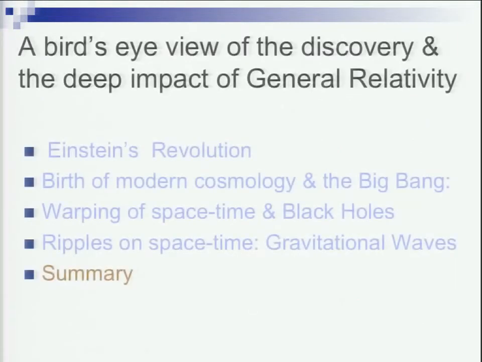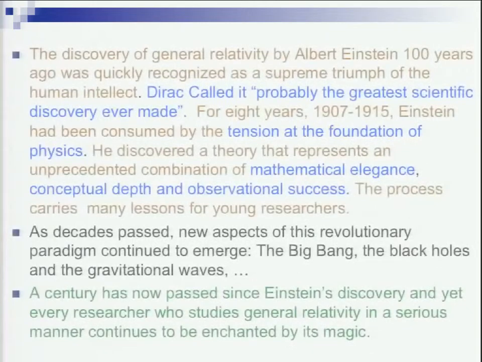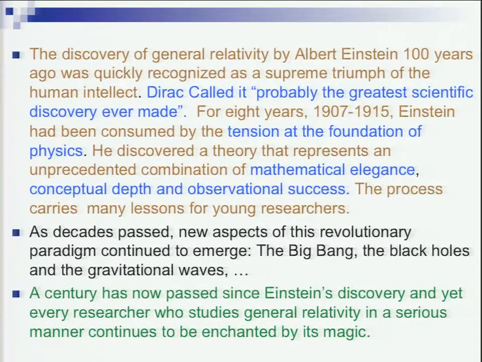Okay, so now let me just summarize. The discovery of general relativity by Albert Einstein 100 years ago was quickly recognized as a supreme triumph of human intellect. Paul Dirac, one of the founders of quantum mechanics, called it probably the greatest scientific discovery ever made. For 8 years, 1907 to 1915, Einstein had been consumed by the tension at the foundations of physics. And by not letting go and working persistently, he had to learn new mathematics, develop new concepts, do hard calculations. He discovered a theory that represents an unprecedented combination of mathematical elegance, conceptual depth, and observational success. The process carries many lessons for younger researchers up here.